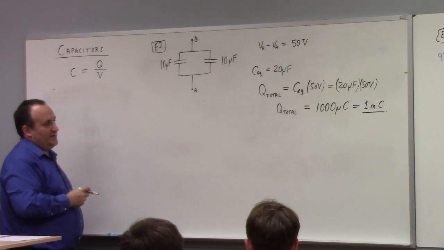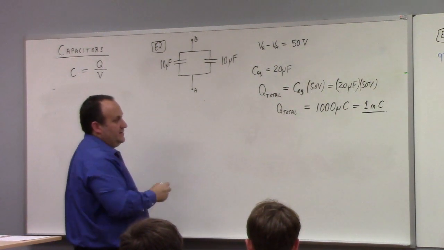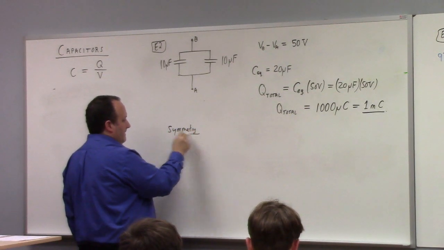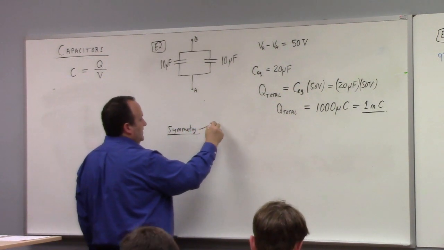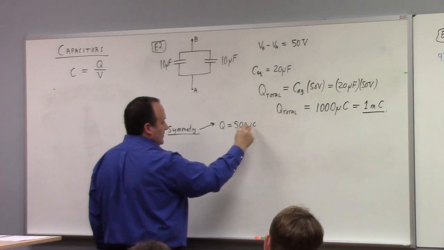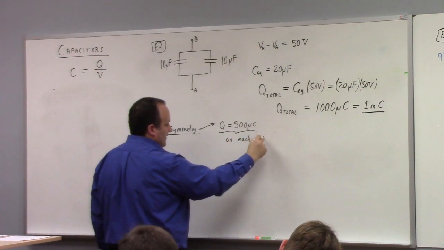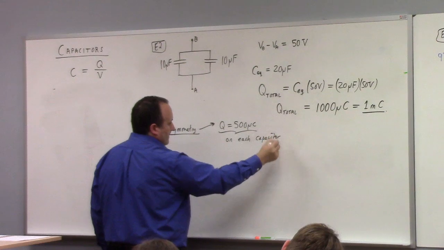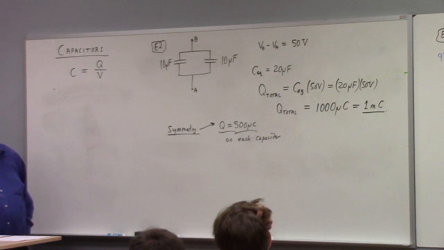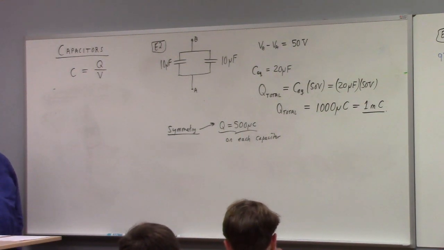Although we'll be back to the microcoulombs here in a second. So my question then is, what's the charge on each? Well, symmetry, right? Says that there is Q equal to 500 microcoulombs on each capacitor, because the sum of the charge on both has to be equal to 1,000. So that means it has to be 500 microcoulombs on each.